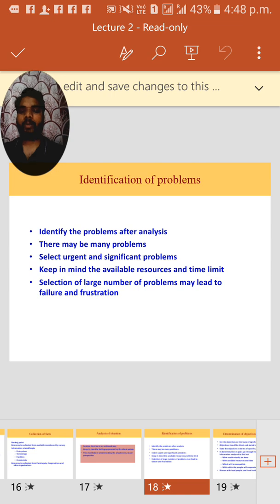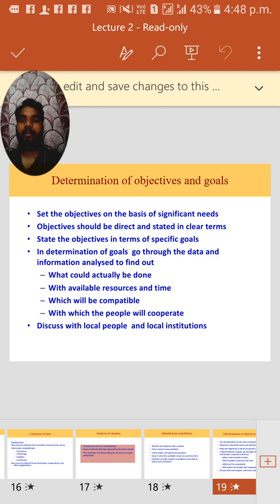After selection of problems, you need to determine the objectives and goals. This is the fourth step, determination of objective and goal. After the determination of problems, we need to go forward in this sense. Set the objective on the basis of significant needs. Objectives should be direct and stated in clear terms. State the following in terms of specific goals.